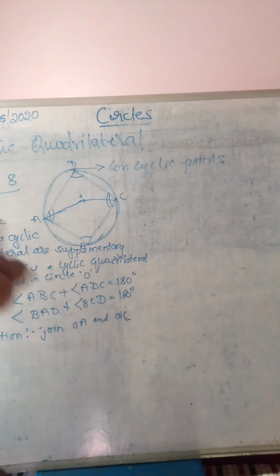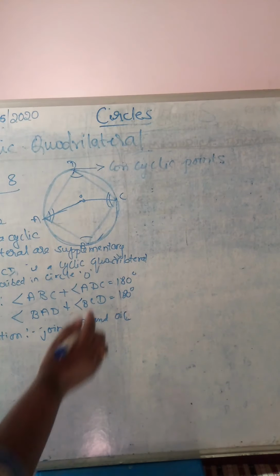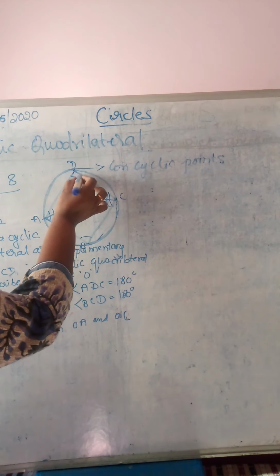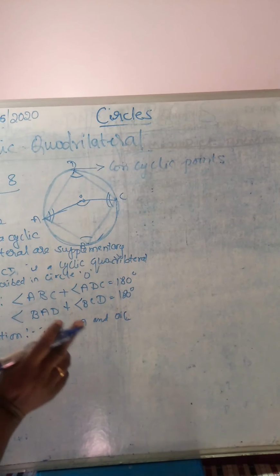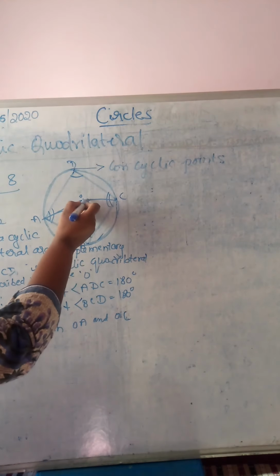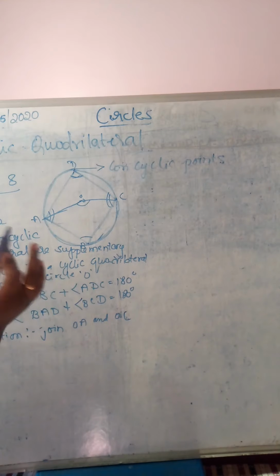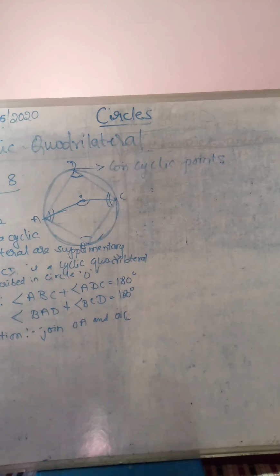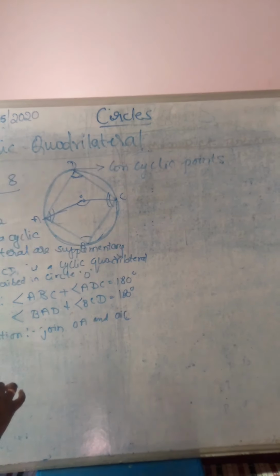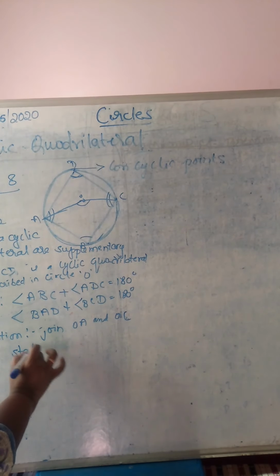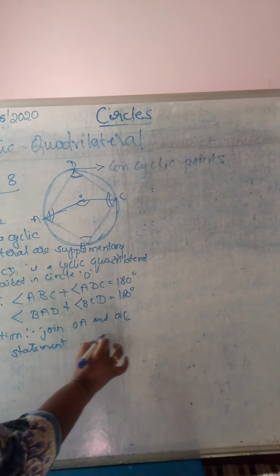Now from the first theorem, what we have learned, the angle at the center is twice the angle on the circumference. What we have learned in the first theorem, the angle at the center is double the angle on the circumference. Twice, double, means the same. So now let's write the proof. Statement, reason.